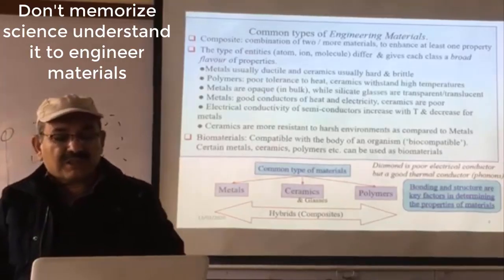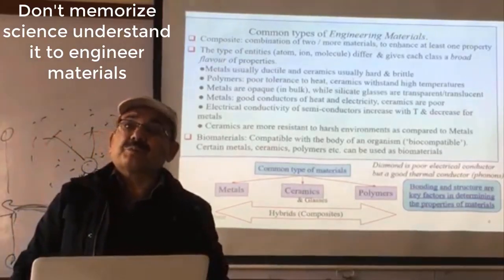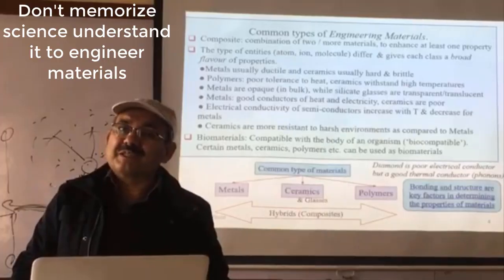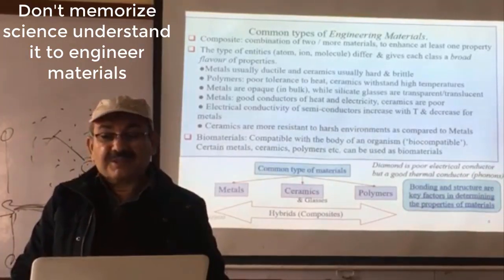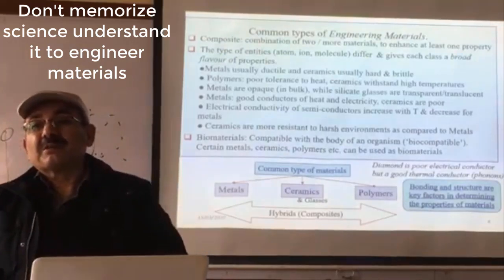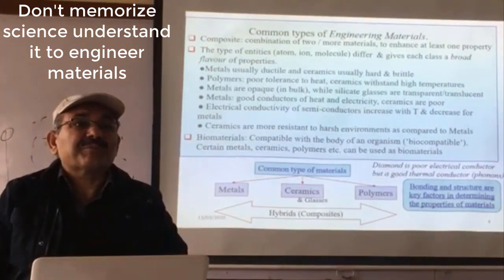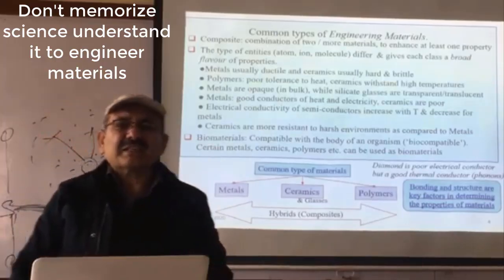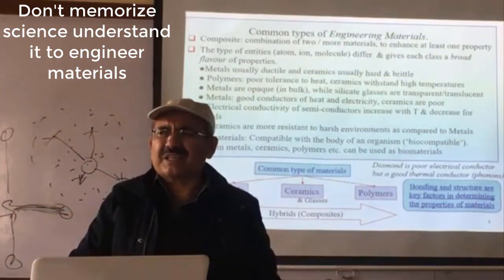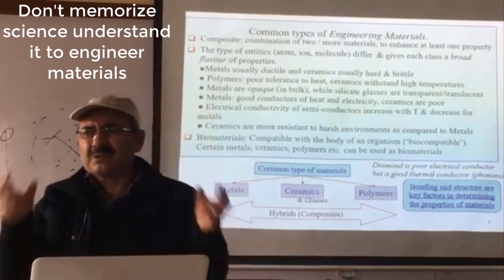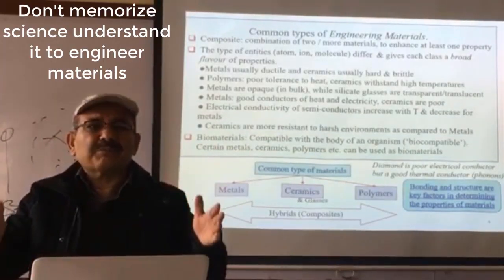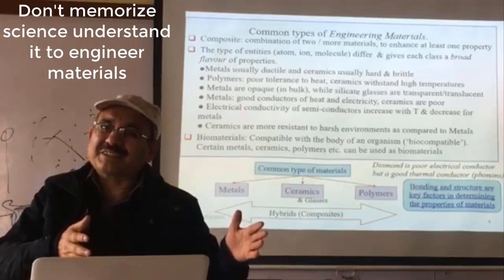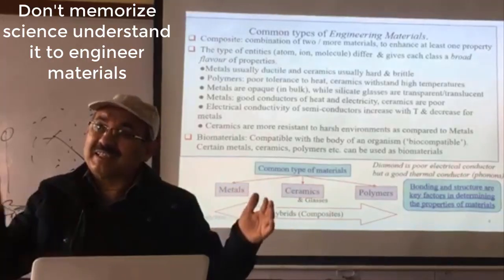Metals are good conductors of heat and electricity, and ceramics are poor, again because of the free electrons. Electrical conductivity of semiconductors increases with temperature, but that of metals decreases with temperature. This means that in physics and chemistry and related disciplines, you are thinking about a compromise between the potential and the kinetics. The potentials and the kinetics.